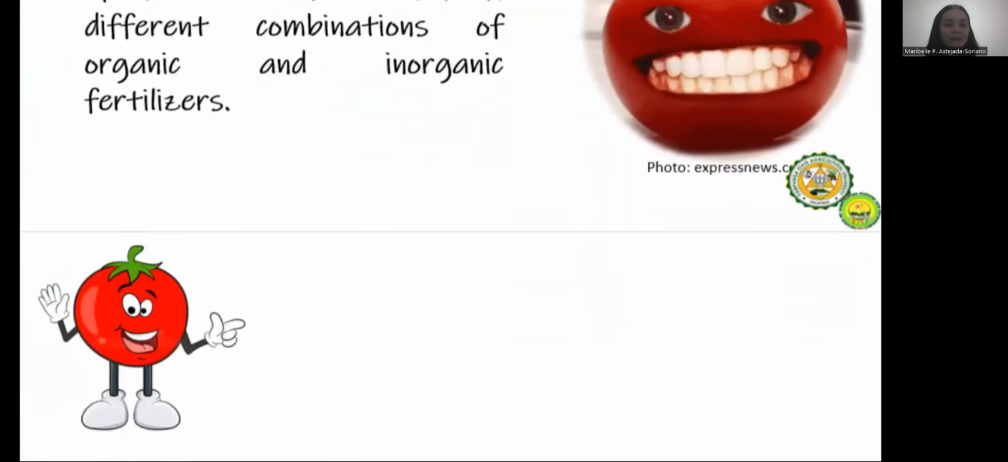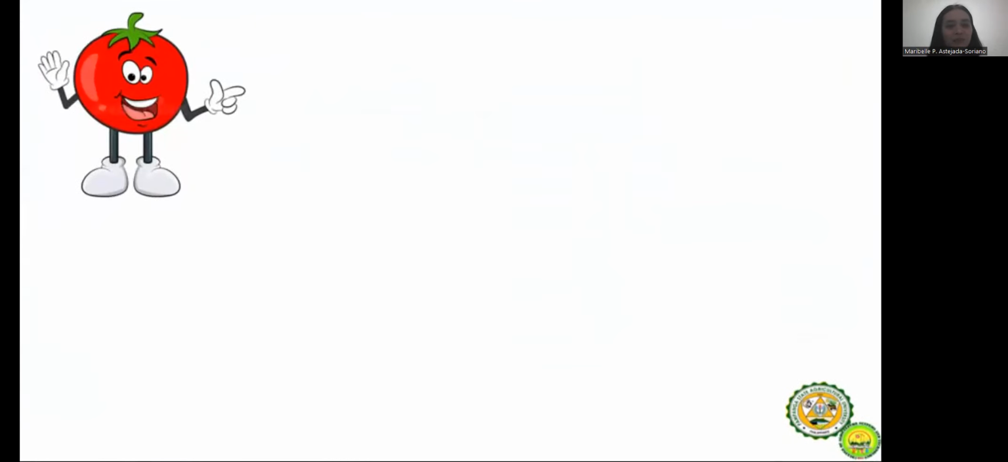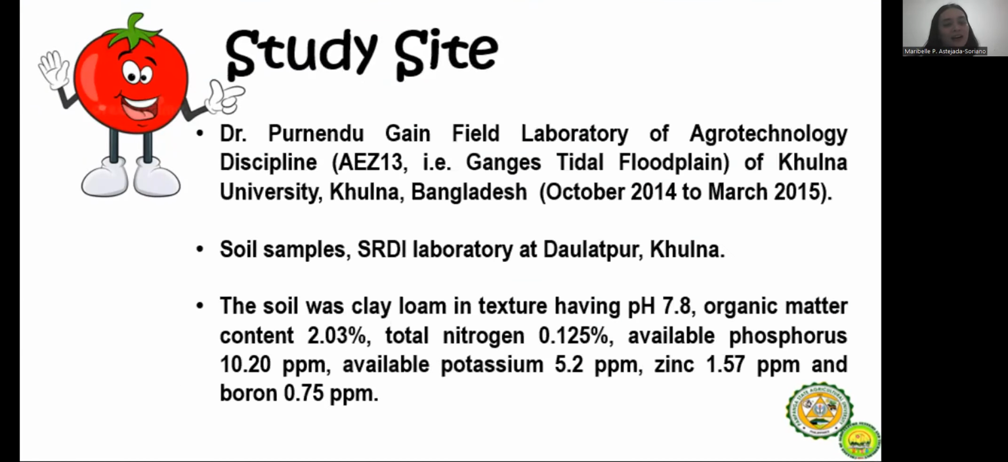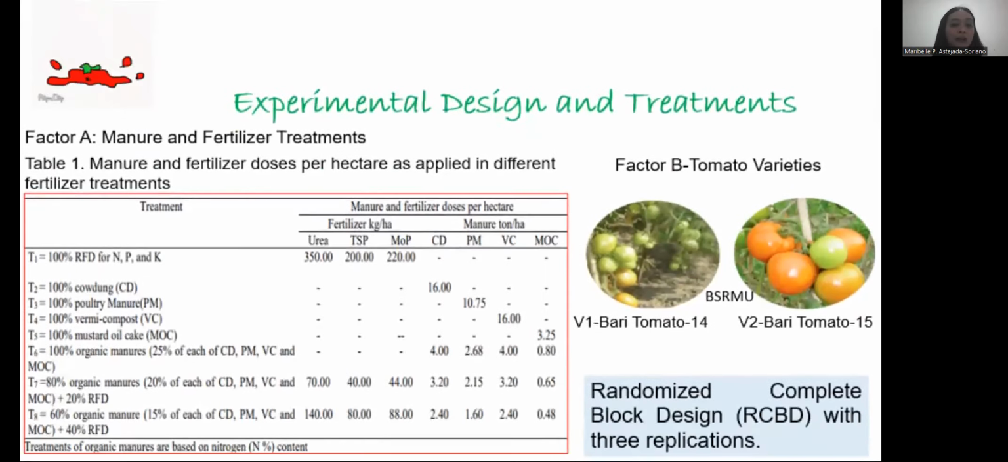So, for the study site, this study was conducted at Dr. Fernando Gaines Field Laboratory of Agrotechnology Discipline of Khulna University, Khulna, Bangladesh from October 2014 to March 2015. And nag-conduct po sila ng soil collection, no, for the soil analysis and for the experimental design and treatment.